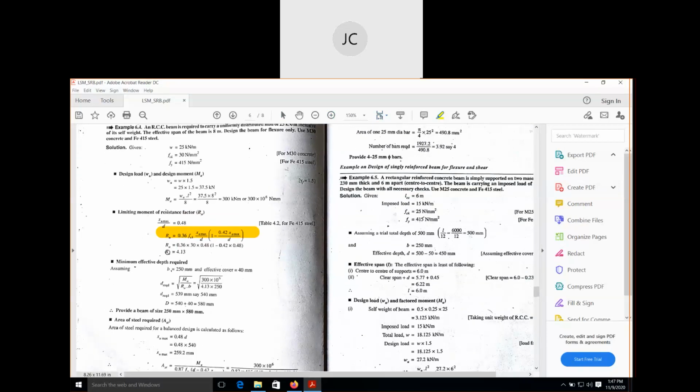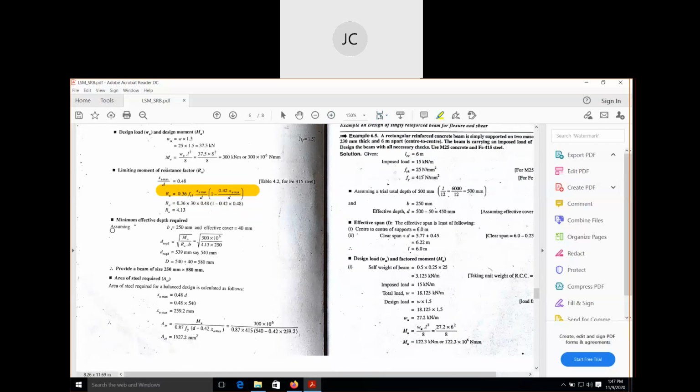After getting the value of Ru, first we have to assume the value of b, the width of the beam. In this problem we have assumed the width of the beam as 250 millimeter, and then we calculate the effective depth required by this formula. Then we add the effective cover to get the total depth of the beam. Therefore the size of the beam will be 250 into 580, which is our total depth.